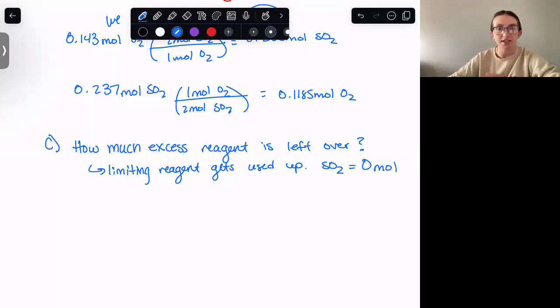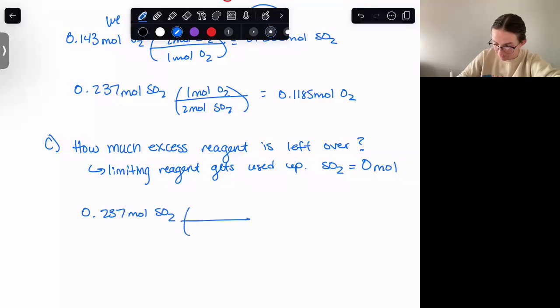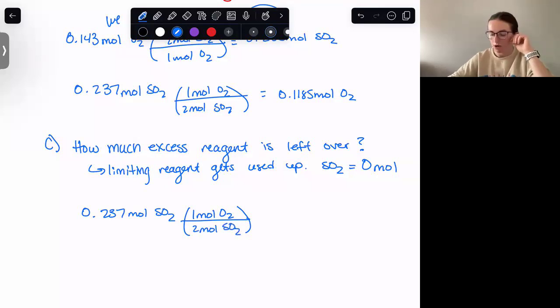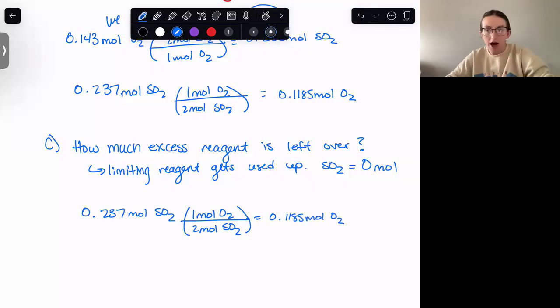But how much oxygen did it take to use up all of that SO2? I kind of just told you that when we checked for our limiting reagent above, right? But we're saying we have this many moles of SO2. I want to know how many moles of oxygen that requires to completely use up our sulfur dioxide. So we said that's going to be 0.1185 moles of O2. So that's how much oxygen was needed in order to completely use up our sulfur, right?